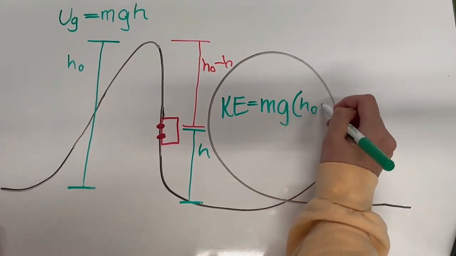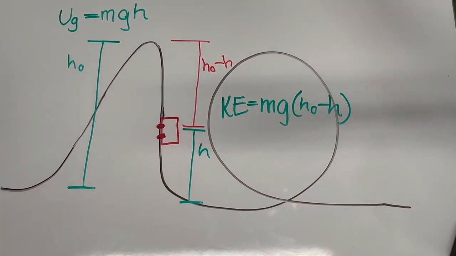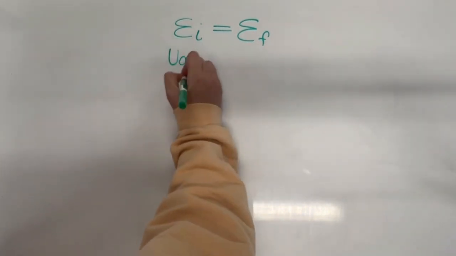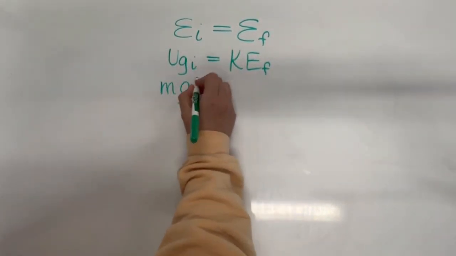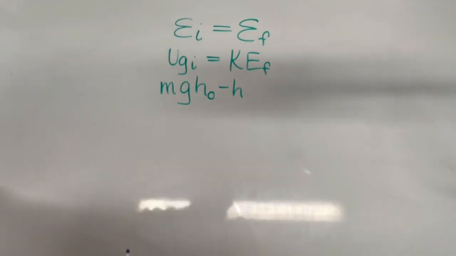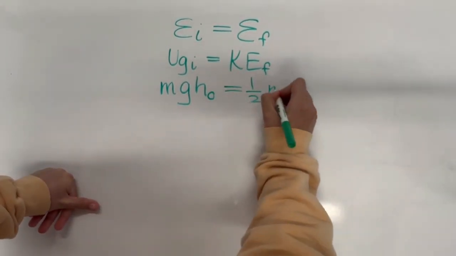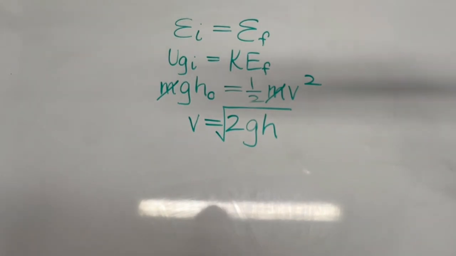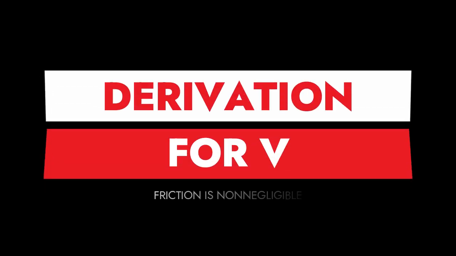Here we begin our derivation using the conservation of energy equation. Energy initial equals energy final. The starting gravitational potential energy should equal the final kinetic energy. Plugging in corresponding equations, mgh0 equals 1/2 mv squared. And in the end, we derive that the velocity equals the square root of 2gh0.